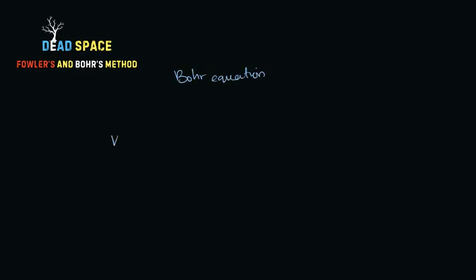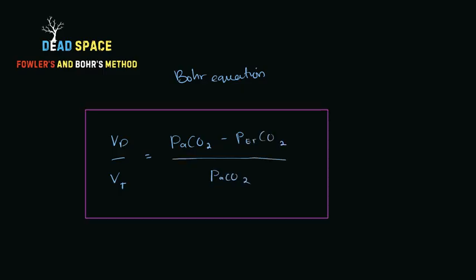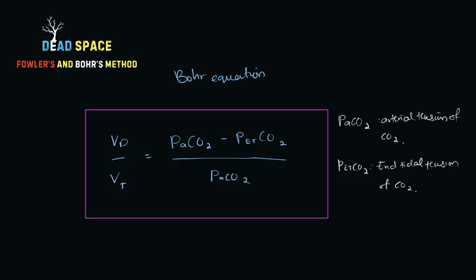So let's write the equation. The Bohr equation: physiological dead space divided by tidal volume, Vd/Vt, is equal to PaCO2 minus PETCO2, divided by PaCO2. PaCO2 is the arterial tension of carbon dioxide. PETCO2 is the end-tidal tension of carbon dioxide.